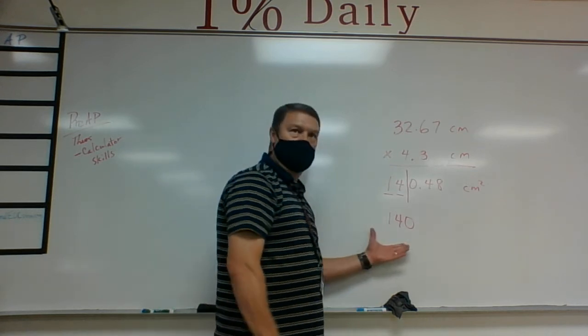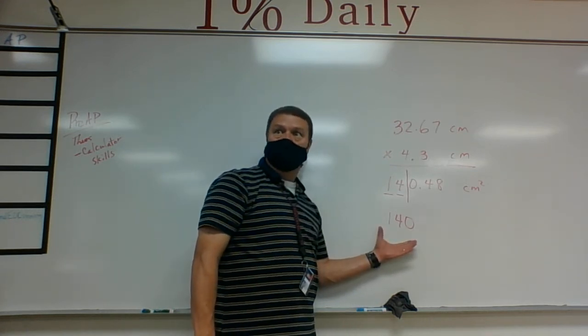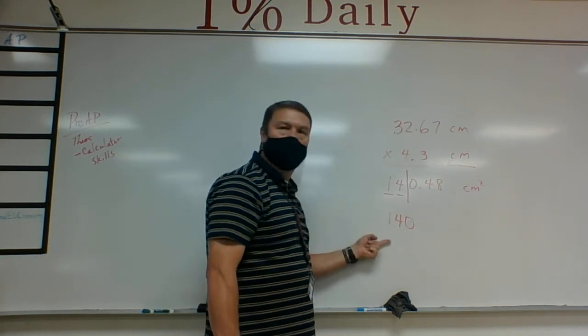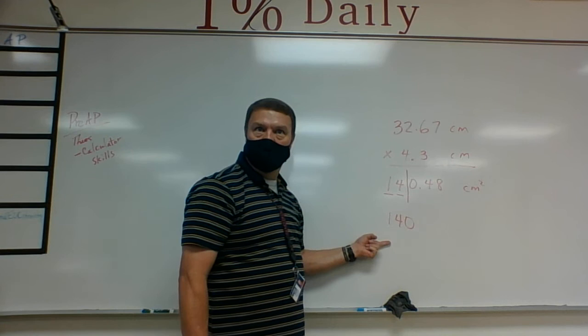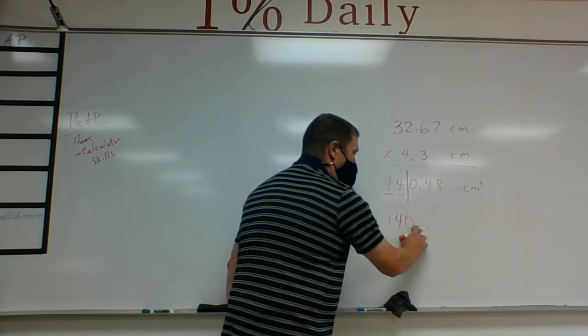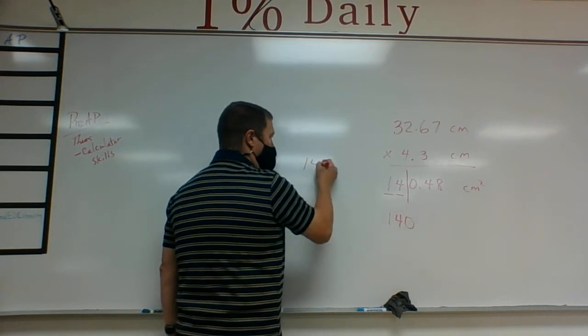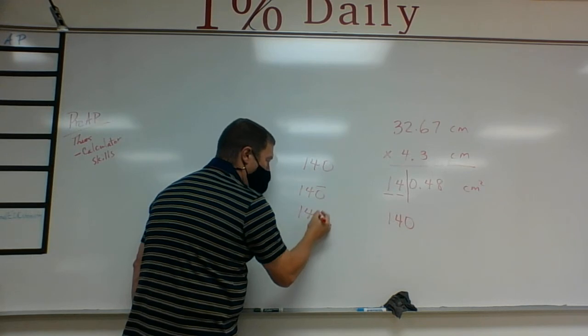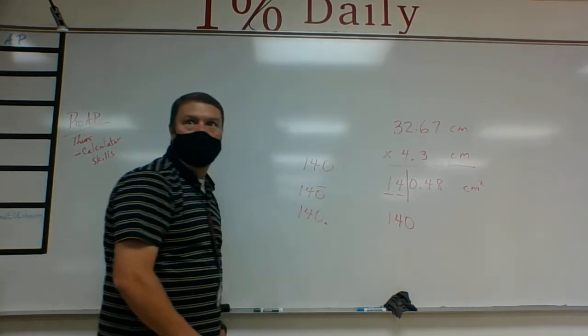Now, if I'm correct, how many sig figs in that? 2. The 0 is just a placeholder. How many did I need? 4 there, 2 there. I needed 2. So that's my answer. Do I put the decimal? This is what gets people. There's a big difference between 140, 140, and 140. Remember this from the video?